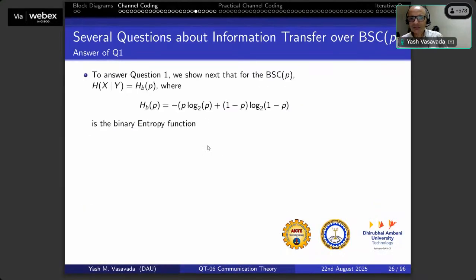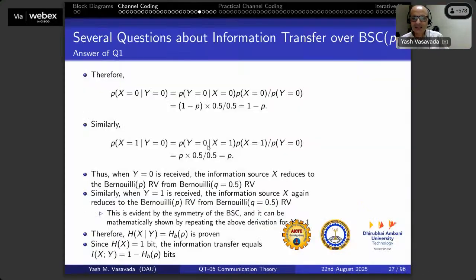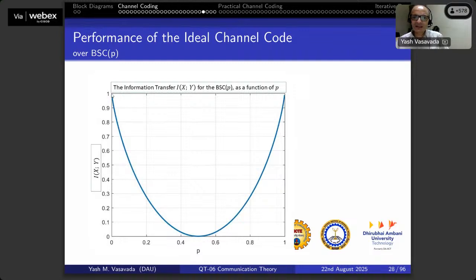But what turns out is that the amount of information that gets transferred over a binary symmetric channel for different values of P behaves in this manner. This is exactly the inverse of the entropy curve that we had drawn. What does this say? If the binary symmetric channel has a P value which is either 0 or 1, the full amount of information gets through. If it sends 1000 bits, all 1000 bits get through. Over here or over here.